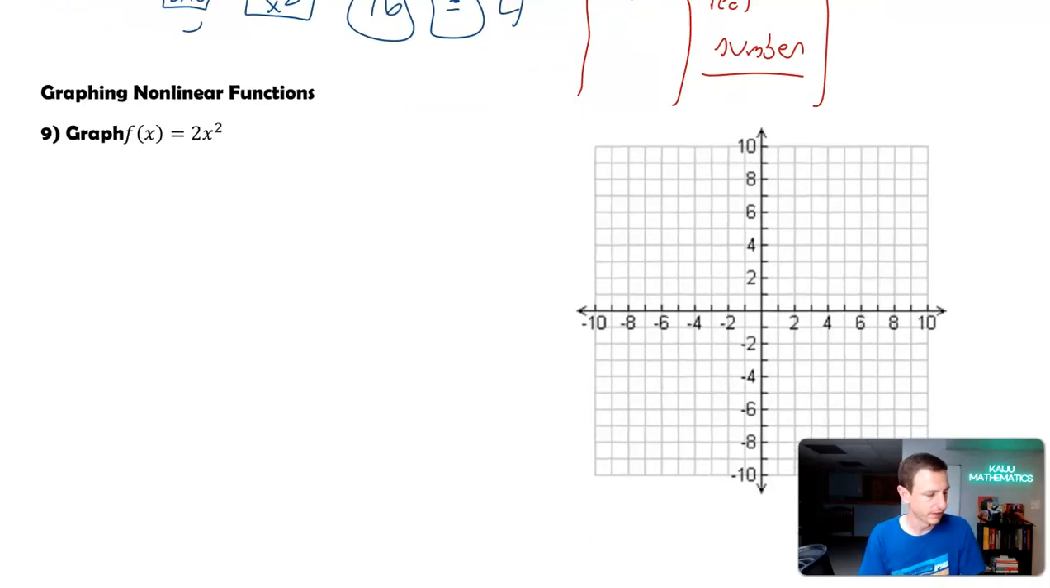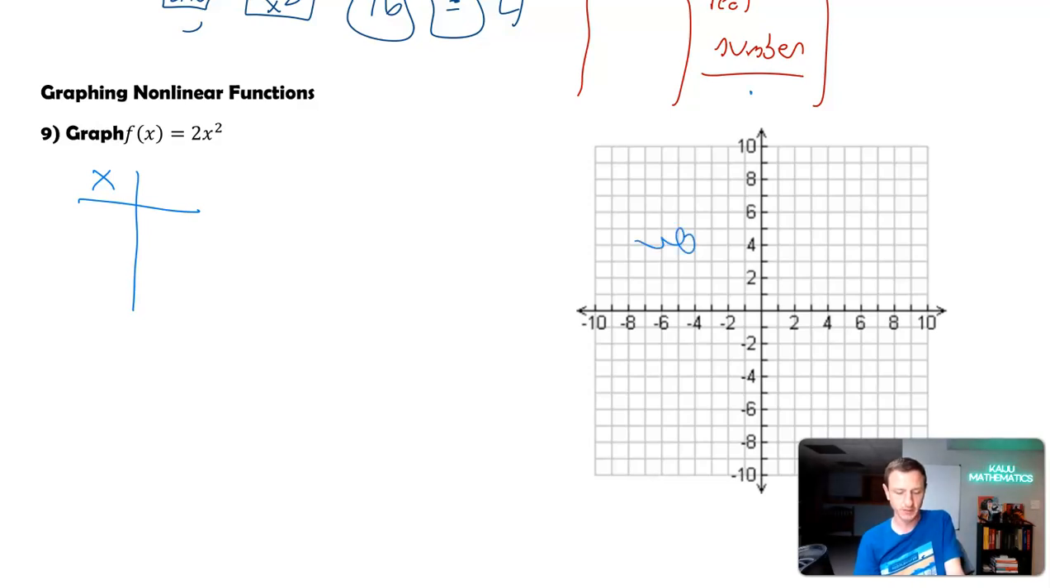Okay, graphing nonlinear functions. It's really important to understand what you want to graph here. You want to get an idea of what's happening around this entire function, and what x values will result in what the graph will look like. So when I'm taking 2x squared, I want to get an idea of what's happening on the negative side of the y-axis, and then what's happening on the positive side of the y-axis. So I want to get a good idea of what's happening all around.